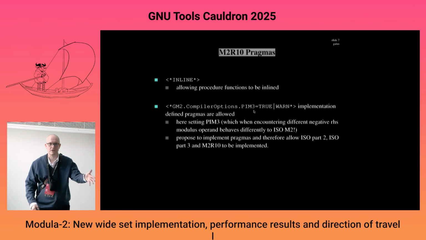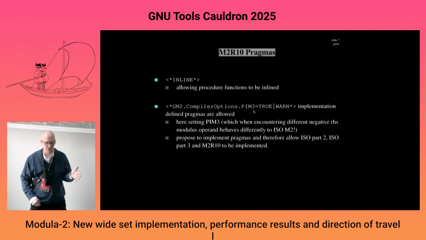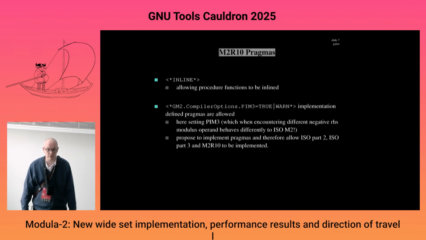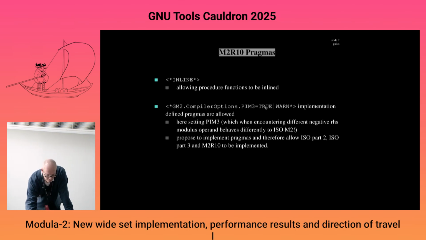So we can have gm2.compileroptions.pim3, although I see from the talk this morning there's this STD, which might be better to use to set the standard rather than invent a different way of doing it. But I'm obviously happy to change that if needs be. And if that's not available, the M2R10 standard says you can have the OR and then warn if that particular option is not there.